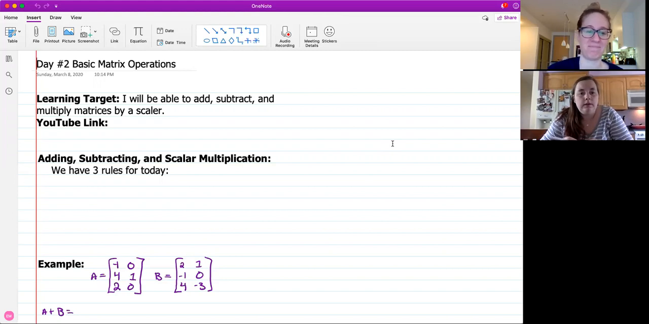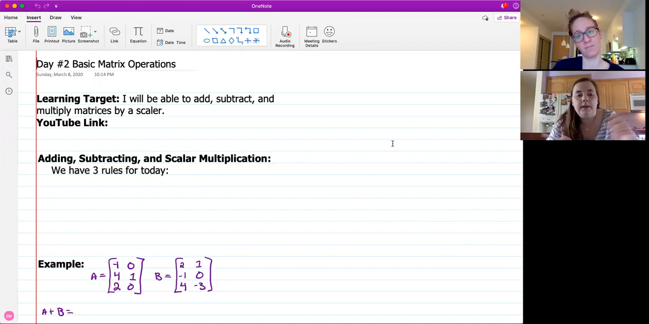Cool. So for adding and subtracting and scalar multiplication, we only have 3 rules. We're going to go over those, and then we have an example for you guys, and your homework is very similar to the example, so we're not really going to talk about the homework. It's pretty short. I think your homework is 6 questions. Shouldn't be too bad.